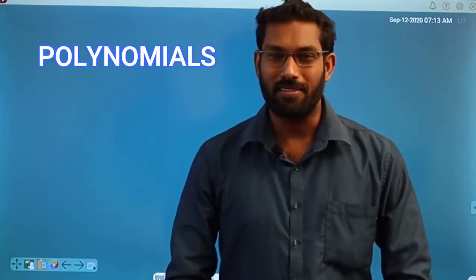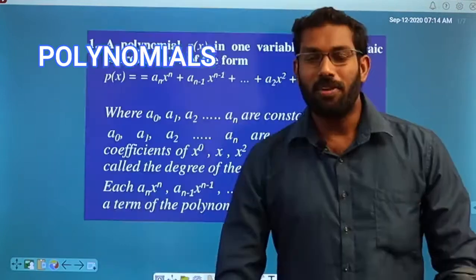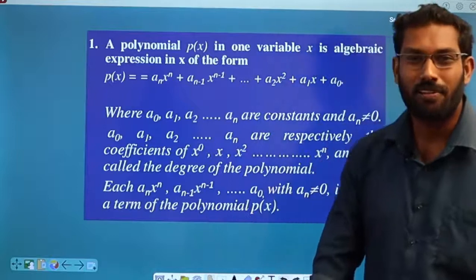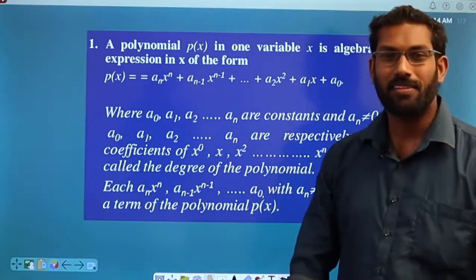Now we are going to discuss the second chapter in mathematics, polynomials. We already studied the chapter polynomials in 9th standard. We know more about polynomials.